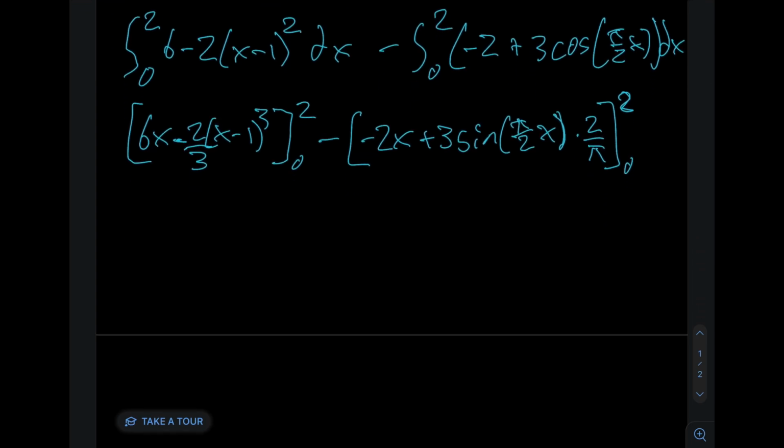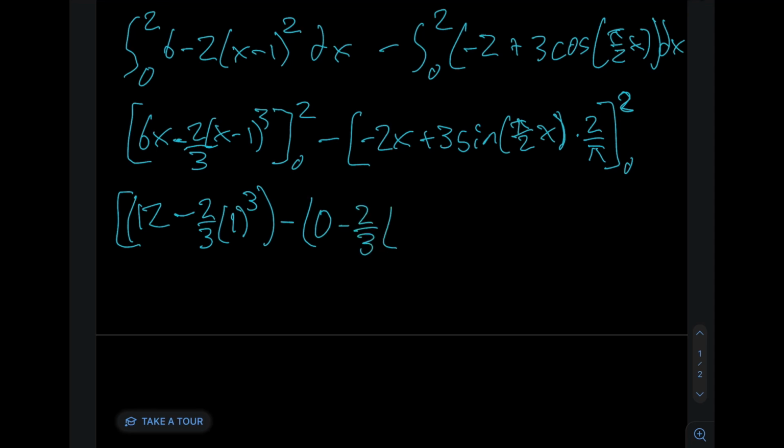Anyways, now we're going to evaluate these. So we have 12 minus 2/3, this is going to be 1 cubed. Put that in parentheses, and then minus this 0, which is going to be 0 minus 2/3 of negative 1 cubed, minus, over here we have negative 4, parentheses negative 4 plus 3 sine, the 2's are going to cancel out, so just sine of pi.